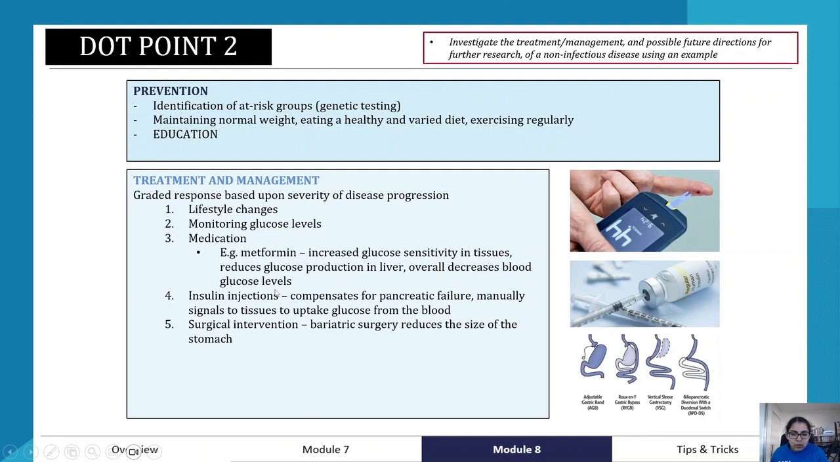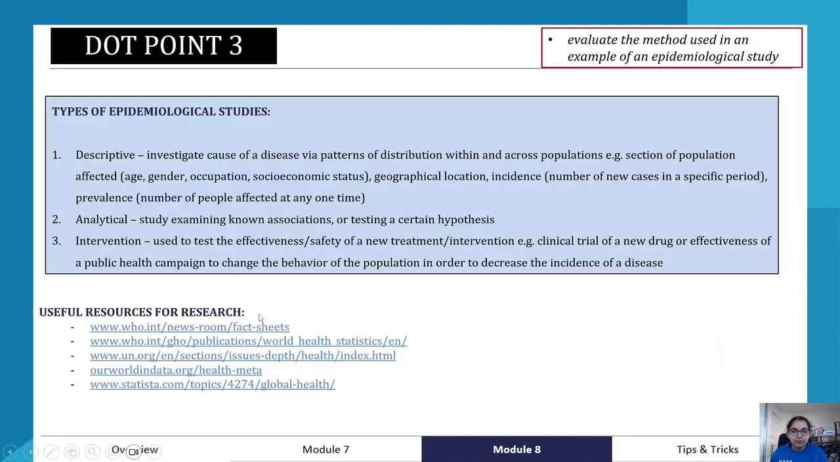Insulin injections are also available, and they compensate for pancreatic failure, manually signalling to tissues to take up glucose from the blood. And finally, surgical intervention. Bariatric surgery reduces the size of the stomach. They progress in terms of severity. So you can start off with lifestyle changes, then monitor glucose levels, then take some medicines for it. And then if it's severe, you can resort to insulin injections and surgical intervention.